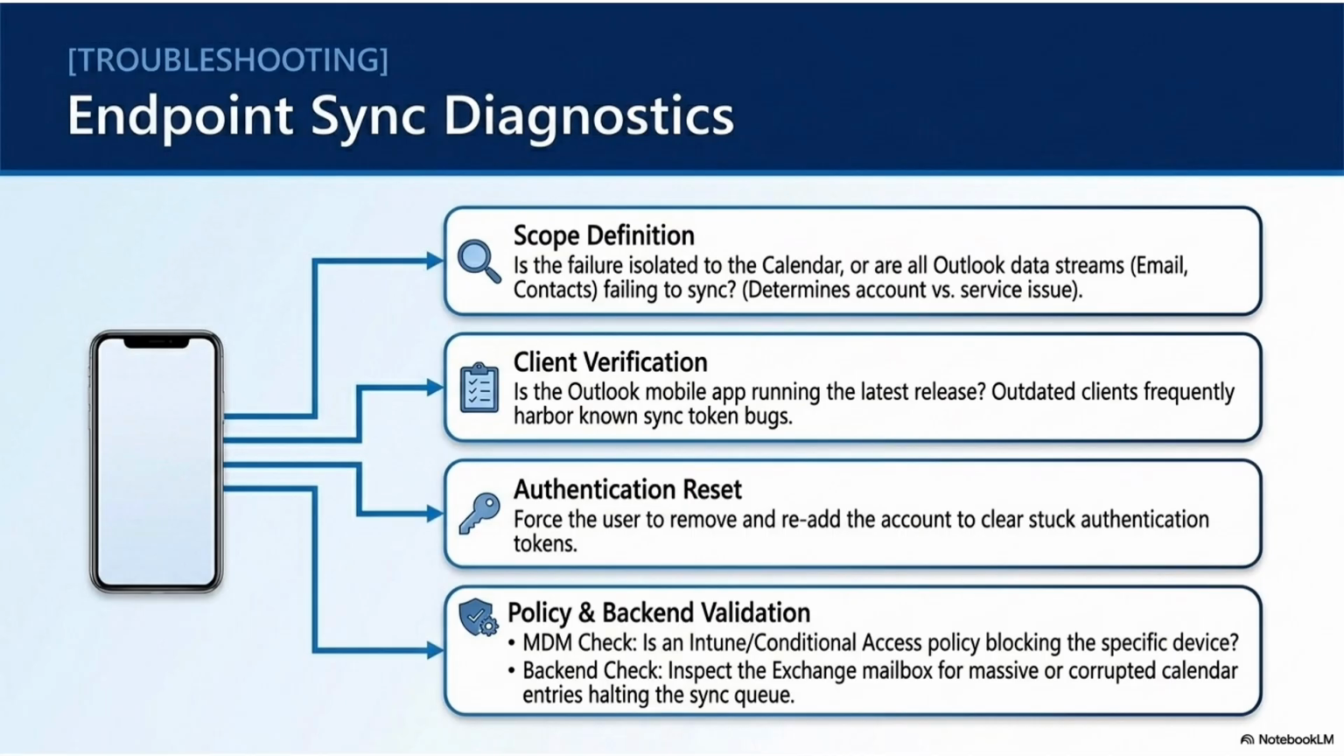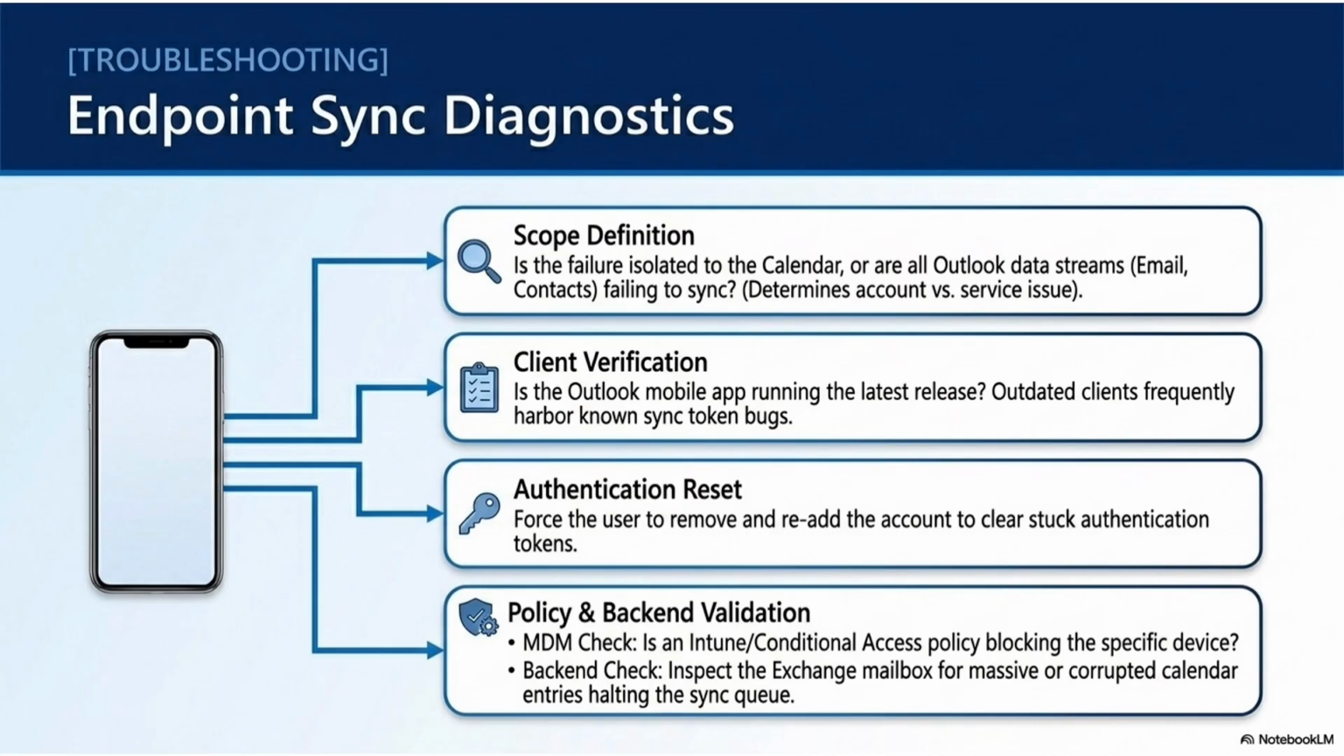Next is client verification. Check if the Outlook mobile app is running the latest release. Outdated clients frequently carry non-sync token bugs. Next is authentication reset. Force the user to remove the account from the application and re-add it. This clears any stuck authentication tokens.